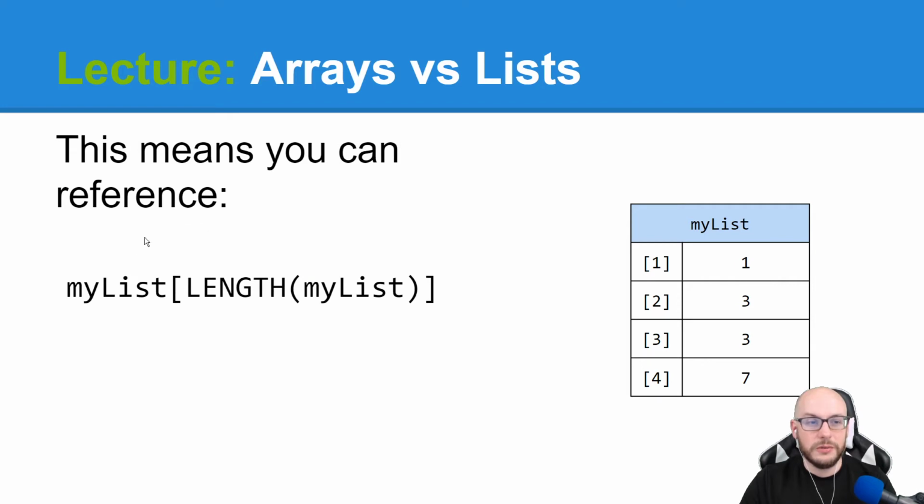This means you can reference via going myList[length(myList)], and we'll talk about this length, right? I'm just using the square bracket notation. The name of my list is myList. I'm using square bracket notation in order to get a particular index. In this case, that index is going to be 4, which is the length of my list.